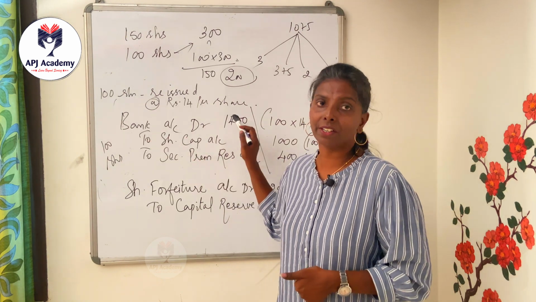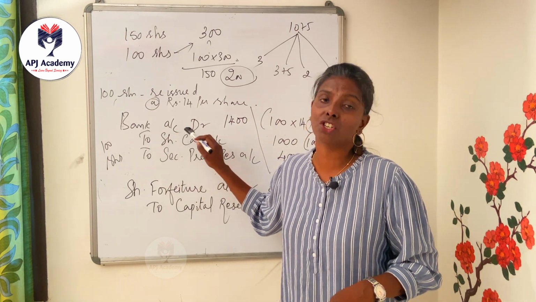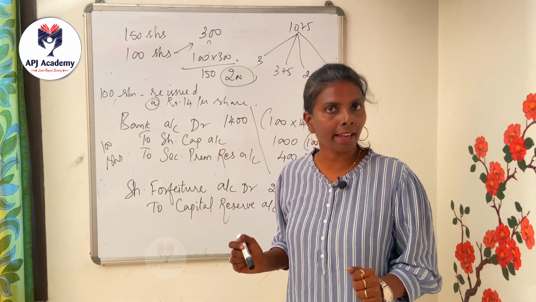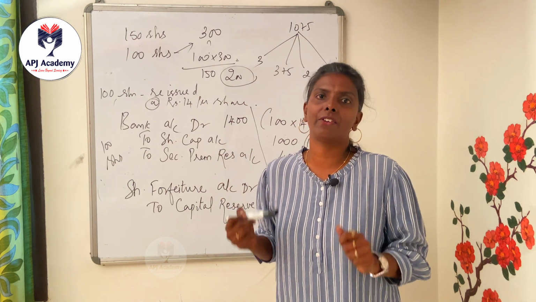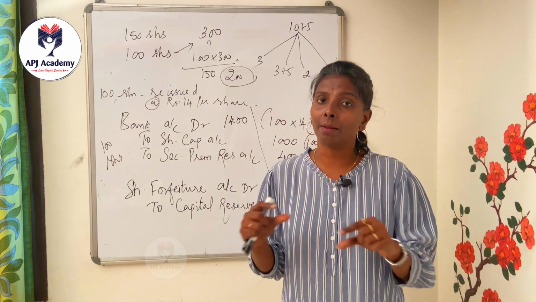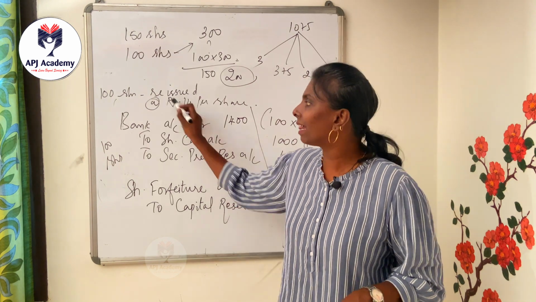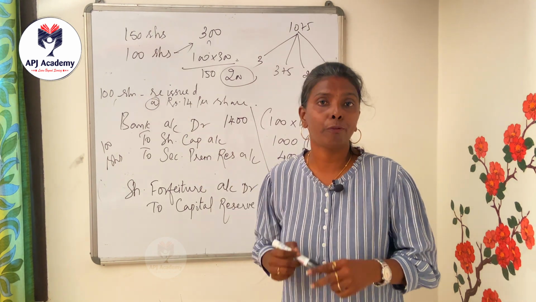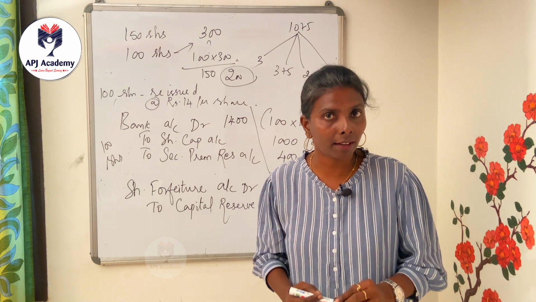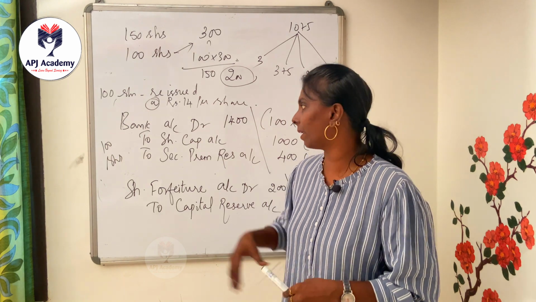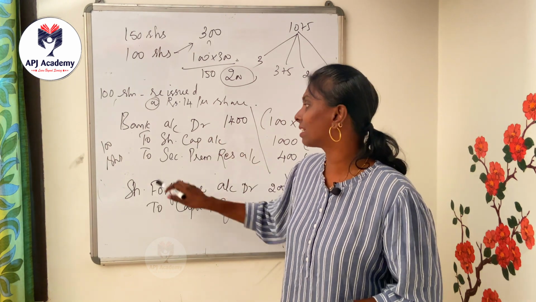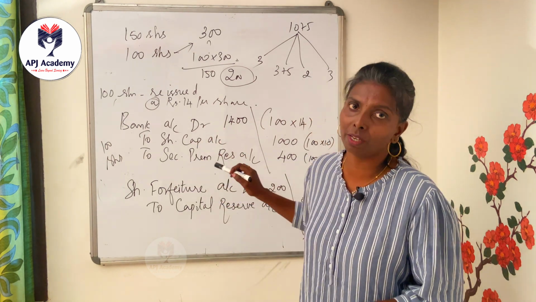So in this entry, I'm not going to debit share forfeiture account. Why? Share forfeiture account will be debited only when reissue happens at a discount. I'm stressing this point. In the reissue entry, share forfeiture account will be debited only when reissue happens at a discount. The reissue is happening at a premium, so obviously securities premium reserve has to be credited.